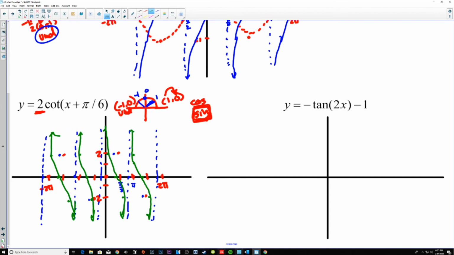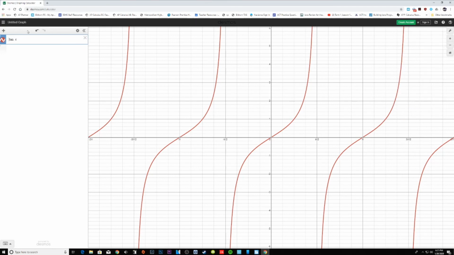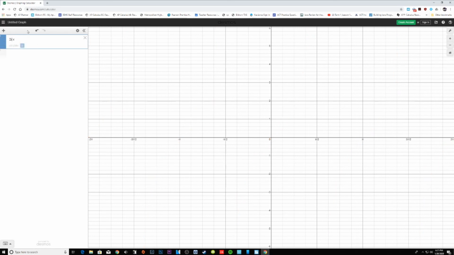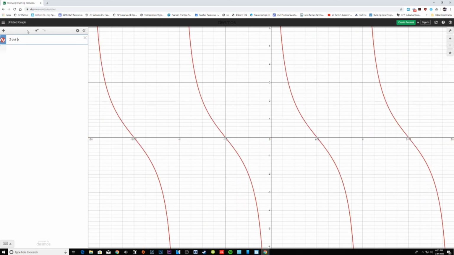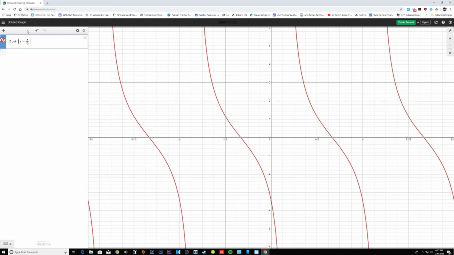2 cotangent, and we'll do minus pi over 6. And that's what ours looks like roughly.